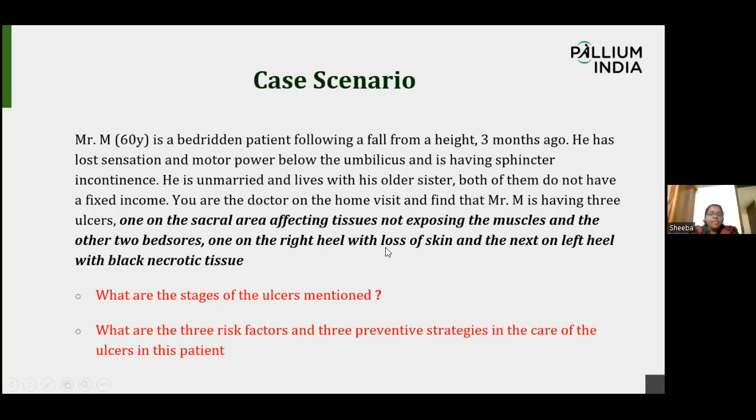We'll come to that. What are the 3 risk factors and 3 preventive strategies in the care of these ulcers? So you have to tell the risk factors from this patient story. There are a lot of risk factors, but from this patient story, what are the risk factors you have identified? He is bedridden, he has lost sensation, and he's having sphincter incontinence. Okay. Any other things?